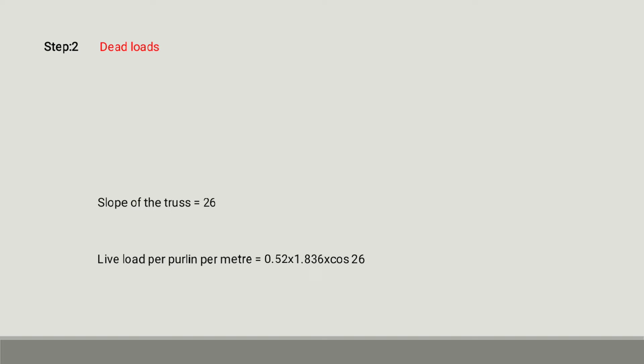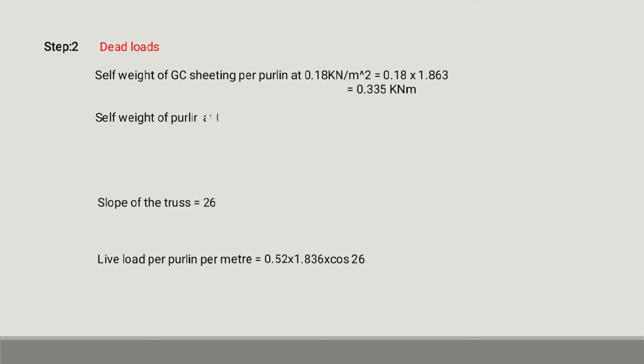Step number 2 is dead loads. Self weight of GC sheeting and purlins is 0.18 kilonewton per meter square. So 0.18 multiplied by the purlin length, because our purlin length is 1.863, is the distance. So we multiply it by the purlin length: 0.335 kilonewton per meter. Then self weight of purlin is 0.1 kilonewton per meter. So total dead load is equal to 0.435 kilonewton per meter.